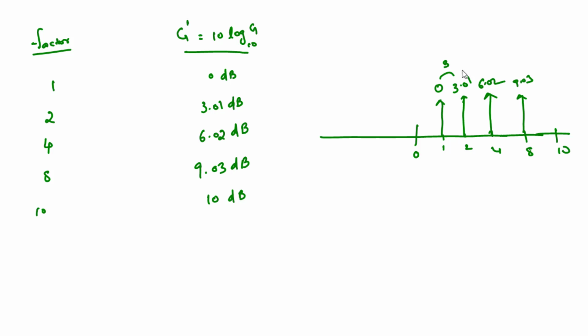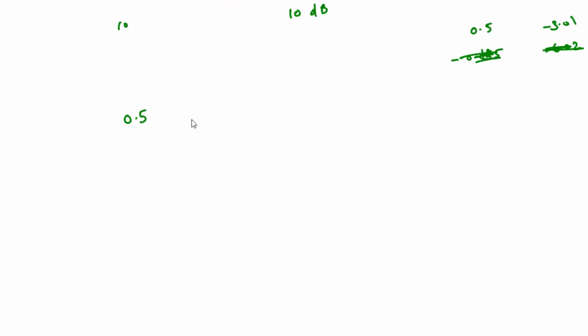Now if you see, 0 to 3 is a 3 change, 3 to 6 is a 3 change, so for every doubling, 3 dB is getting incremented. Now let us see what is happening when you go below 1.